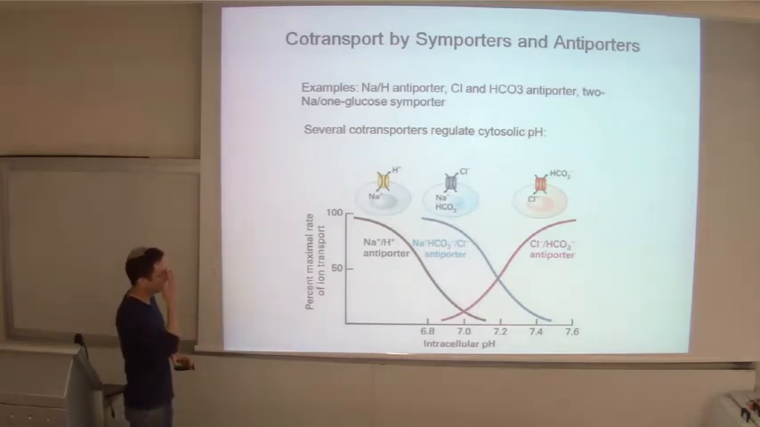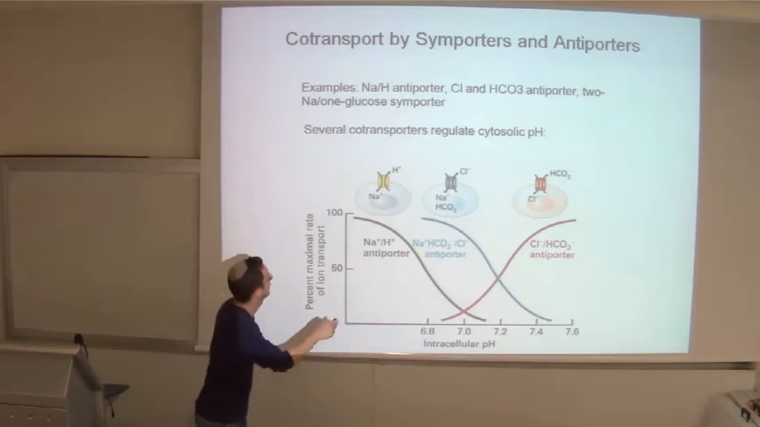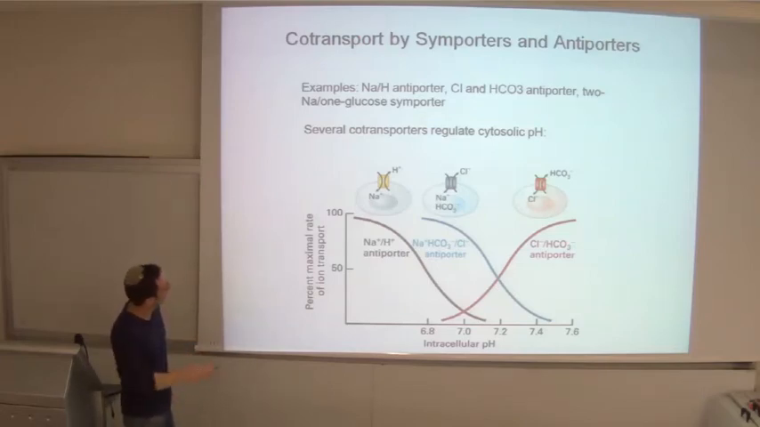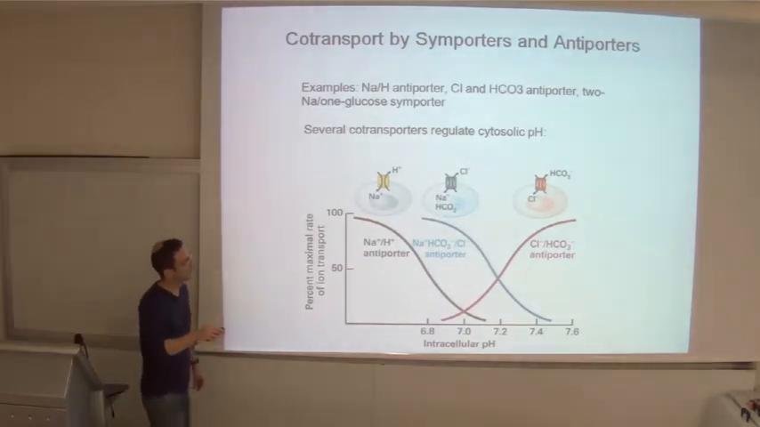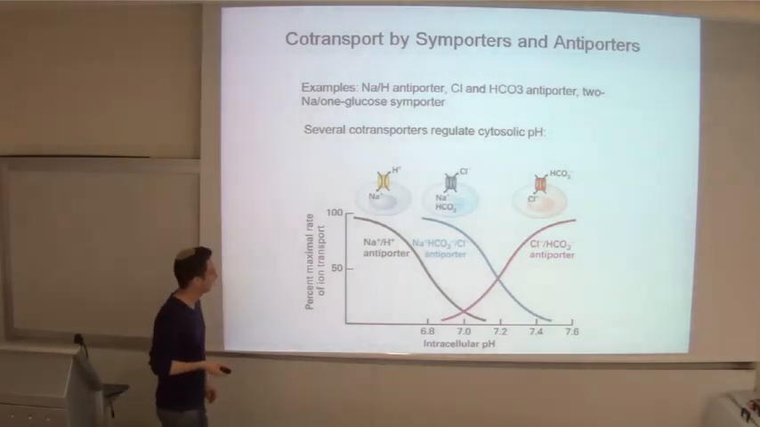Let's just see an example of a few of these proteins. So in the cells we find sodium-potassium, sodium-hydrogen antiporter, chloride-bicarbonate antiporter (HCO3), 2 sodium 1 glucose symporter, so delivery of glucose into the cell is also based on a transporter. And let's see one, I think an elegant example of several co-transporters that are involved in regulating cytosolic pH, how acidic the cytosol would be.